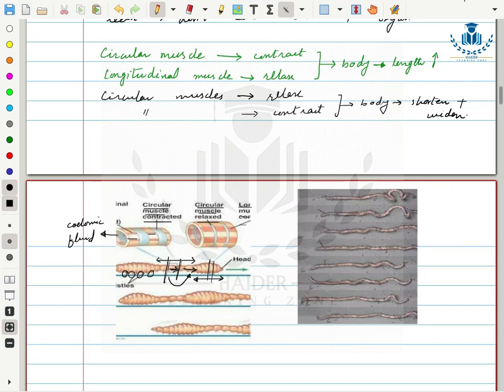On the underside of the body, they become attached to the surface on which it is moving. So these locomotory organs help them to adhere to the surface on which the worm is moving.